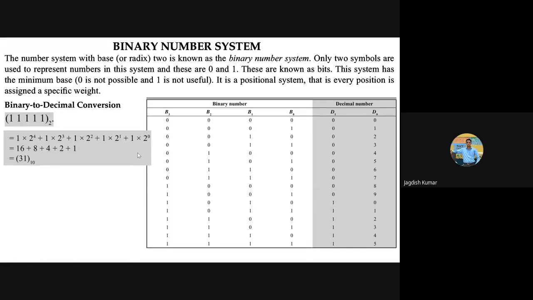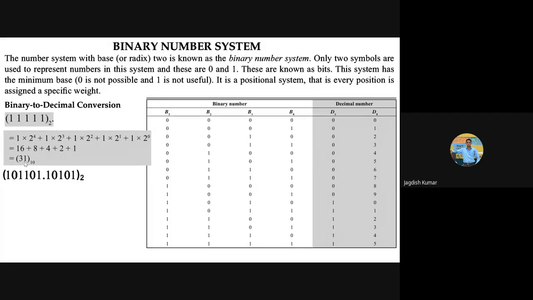So, what is the weight for this? Begin from here: 1 into 2 raised to power 0, plus 1 into 2 raised to power 1, plus 1 into 2 raised to power 2, plus 1 into 2 raised to 3, plus 1 into 2 raised to power 4. So, what is this total? This is 31 to the base 10. Very good to all of you. Whoever did it correctly or missed it, please note the logic. It's very simple. Let us try to come to this number now.